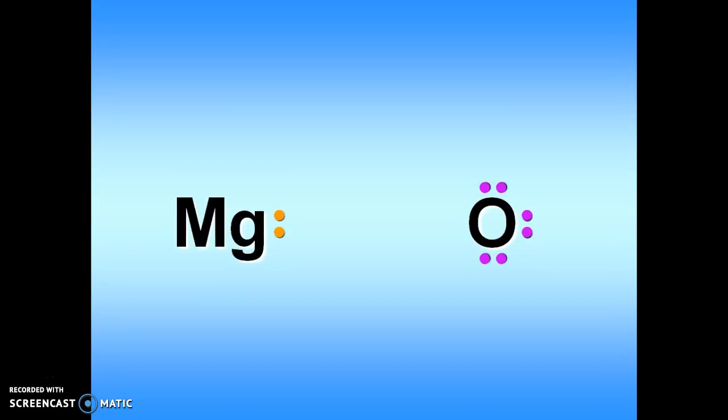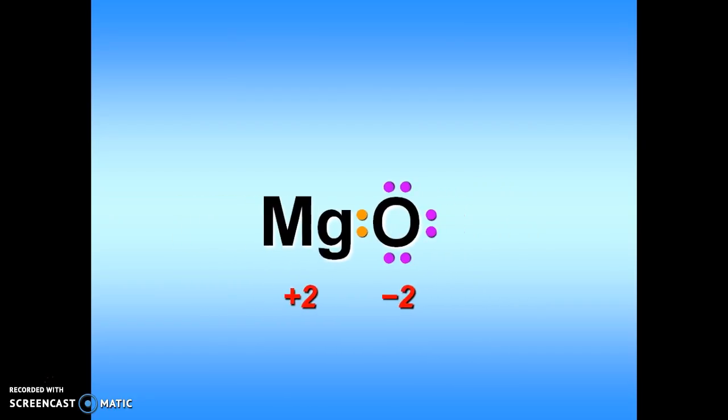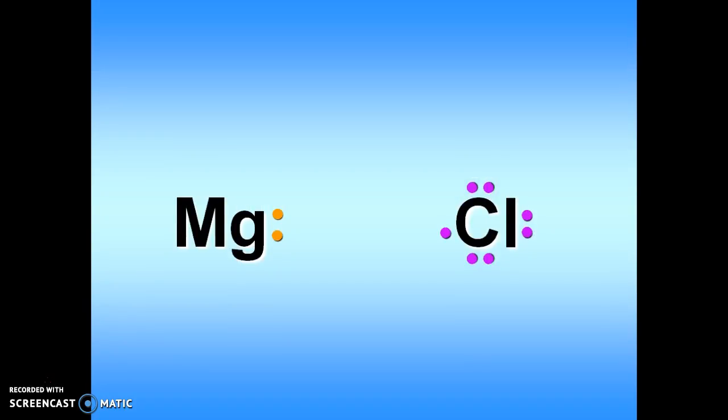This can also happen with magnesium and oxygen. Magnesium happens to have 2 valence electrons and oxygen has 6. Oxygen would like 2 more. Magnesium would love to give up those 2. And so that happens. Magnesium becomes positively charged by 2. The oxygen becomes negatively charged by 2. And they attract and form a bond.